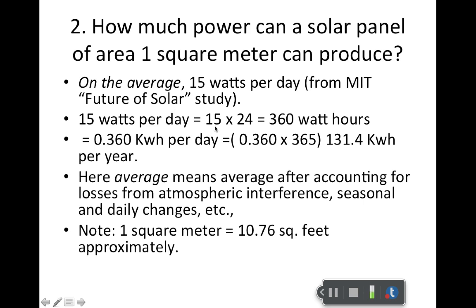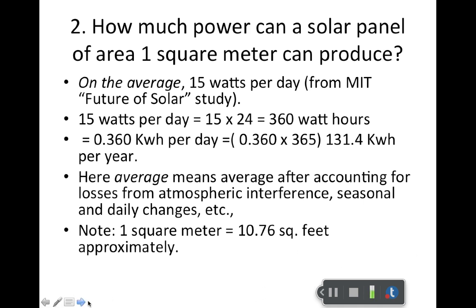So that's on average. In a day, if you multiply by 24 hours, 360 watt hours, that is the amount of energy that can be produced by 1 square meter of solar panel. So that's 0.360 kilowatt hours. Remember that 1000 watts is 1 kilowatt, and if you multiply by 365, you get 131.4 kilowatt hours per year. And just for reference, 1 square meter is about 11 square feet, 10.76 more precisely.